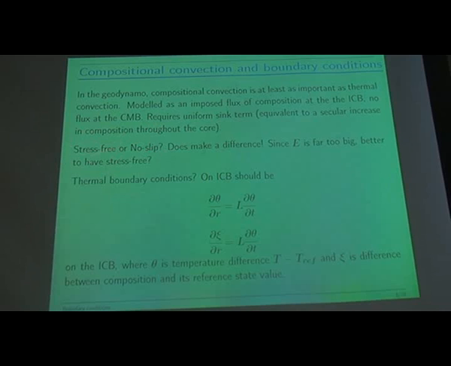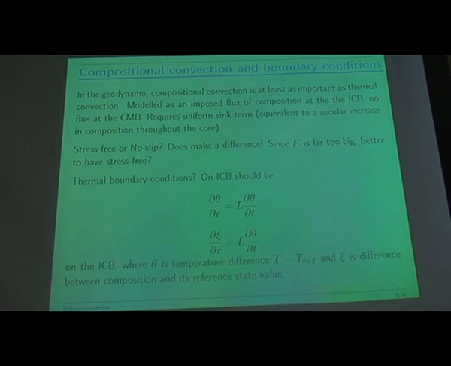Some people have argued that it's better to take stress-free boundary conditions, and I've got some sympathy with that. The argument goes like this. The argument is that yes, you really ought to have no-slip boundary conditions, but your Ekman number, of course, is much, much bigger than it actually is. So if you put no-slip boundary conditions, the boundary friction, due to the Ekman layers that occur, is actually going to be much, much bigger in the models than it really is in the solid Earth.